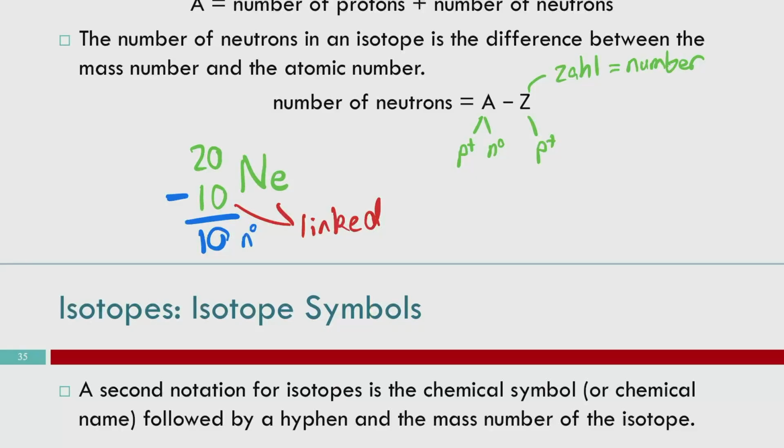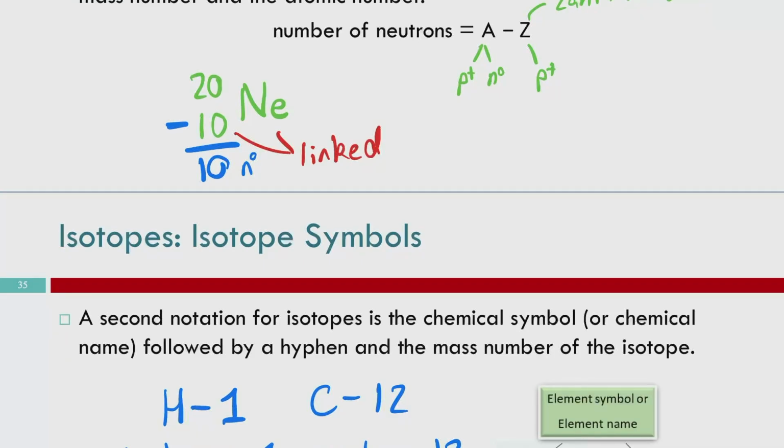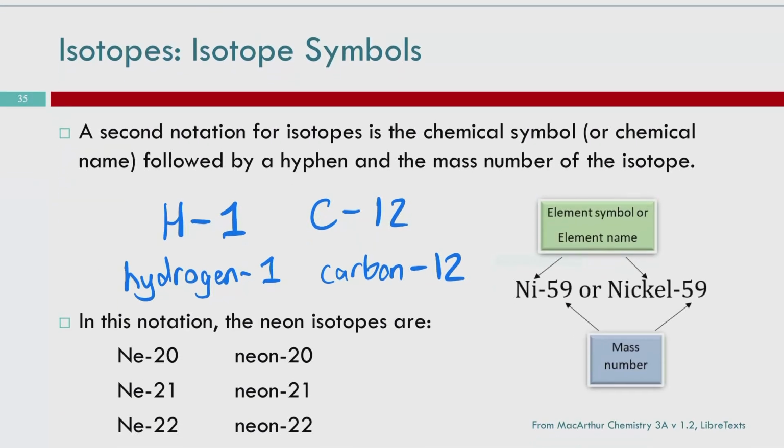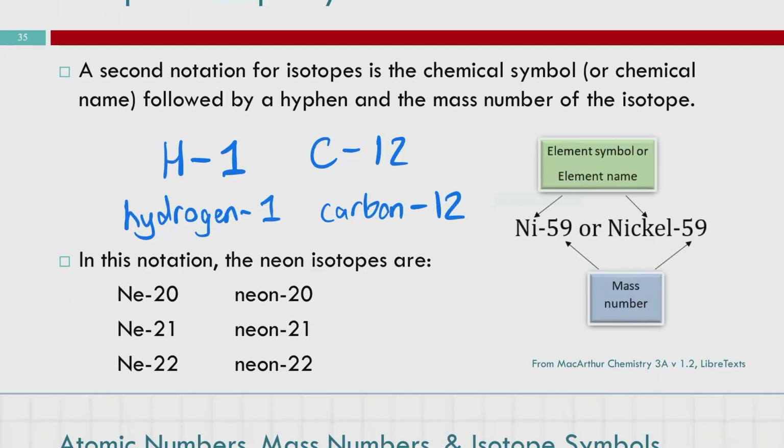So the only number that provides us with different information is the top number, which would be 20 in this case, which is the mass number. So we're always going to put that number after. It's the A after the dash, or the hyphen, whatever it is.